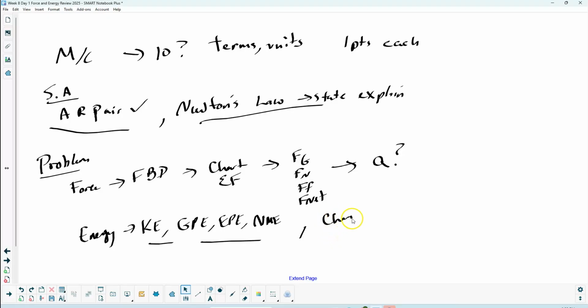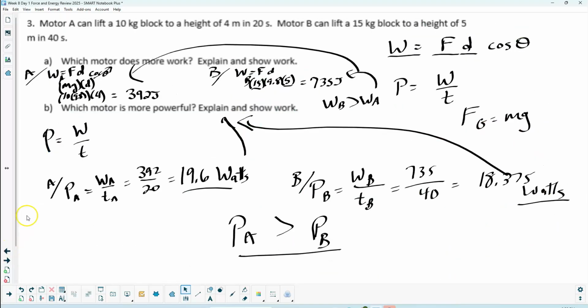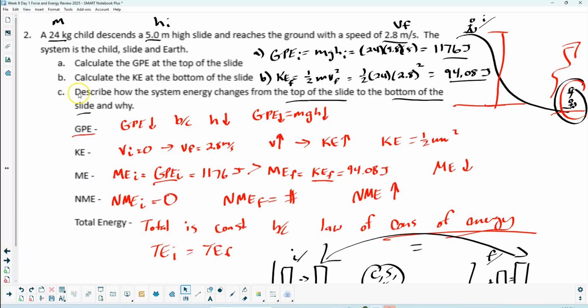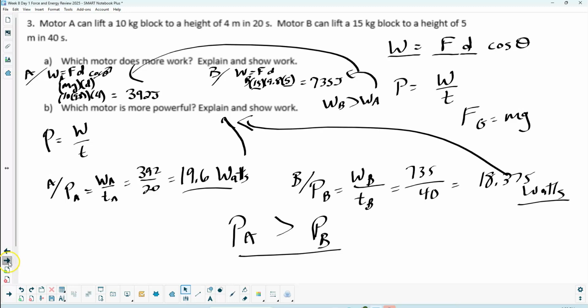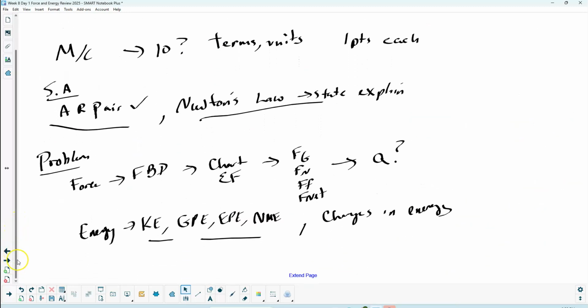So changes in energy, what's happening to the energy. Again, similar to what we did in this review. So if I go back to this problem, but not that one, this one, the child on the sled, that's similar. We talked about what's happening to the energy comparing one point to another point. So again, I try to design the review so that it's similar to the test. So if you do well on the review, you'll be fine for the test.